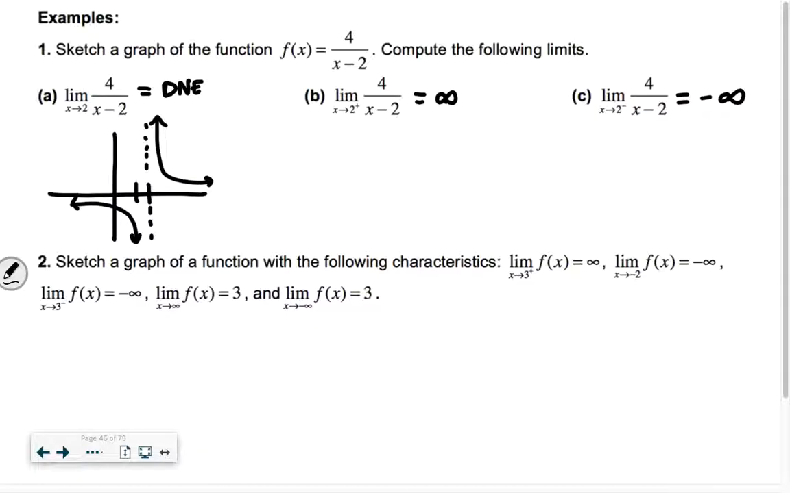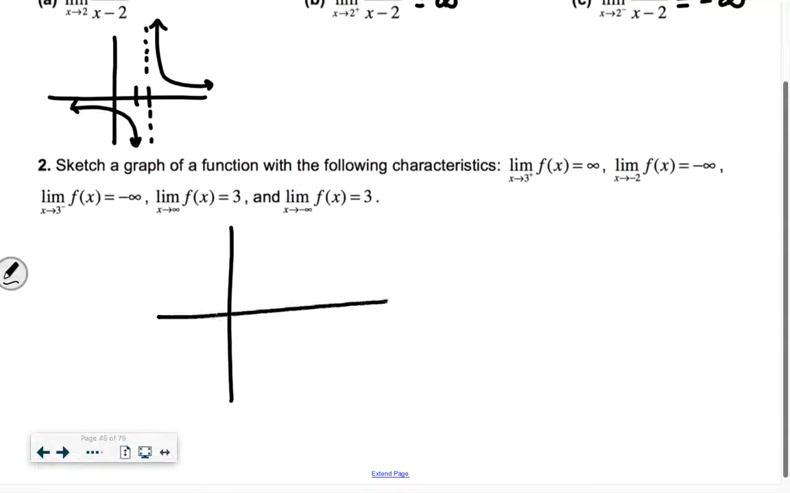All right, so sketch a graph of a function with the following characteristics. As I go towards 3 from the right, I go towards infinity. So we're going this way. As I go towards negative 2, just in general, I go towards negative infinity. So both sides of that are going to be going towards negative infinity. So I'm just drawing a little piece of the curve in each location. So down here, and then from the right was up here. Then it says 3 from the left goes towards negative infinity.